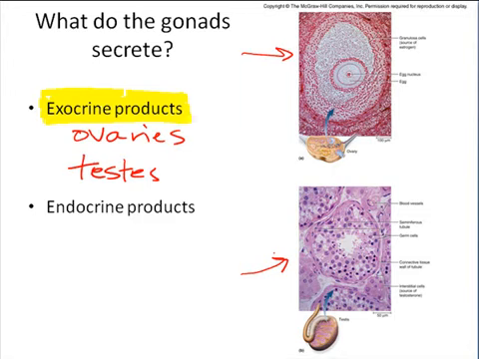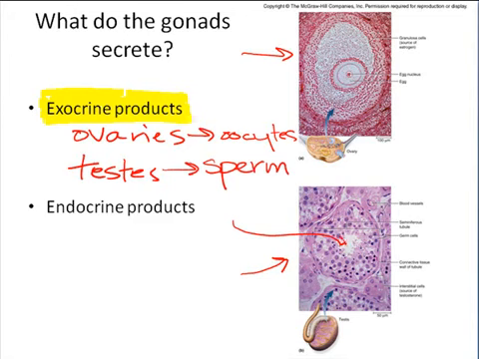In terms of exocrine products, the ovaries manufacture oocytes, which is the term used to describe a mature egg cell. And that egg cell is then released into an opening and funneled then into something called the fallopian tube or the uterine tube. The testes manufacture the exocrine product called sperm or spermatocytes, and these are then released into a tube-like structure called the seminiferous tubule, and here's the lumen of that tubule.